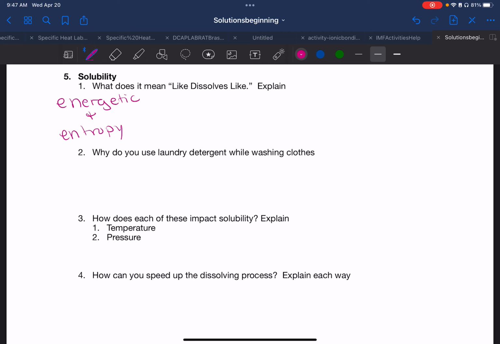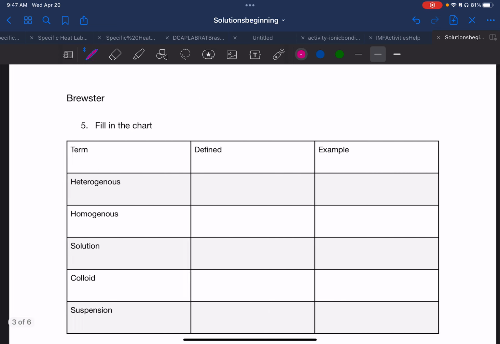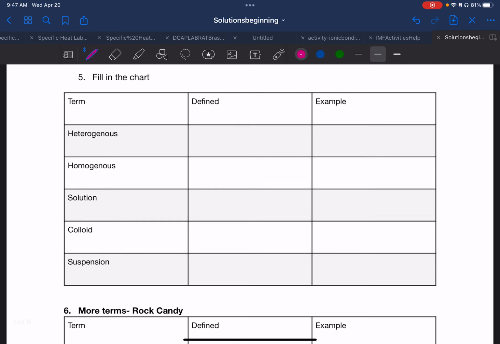Then number 4, what are some things I can do to speed up the dissolving process? You guys need to think about your labs. You have done that multiple times. What are some ways of dissolving faster? Then some more definitions, fill in the chart. So have a definition, have an example that you can go back to.